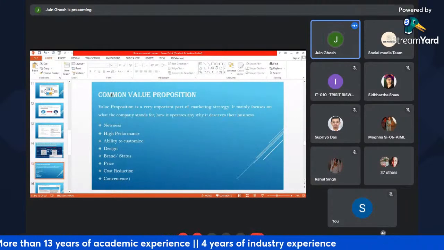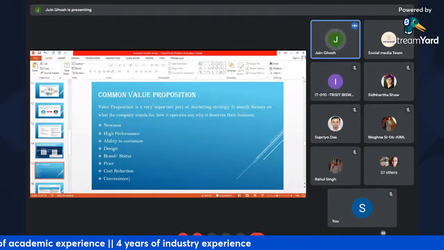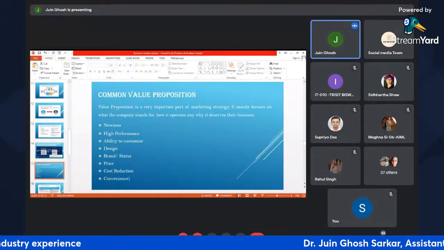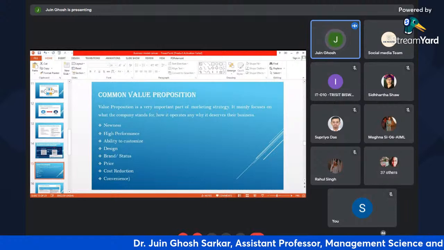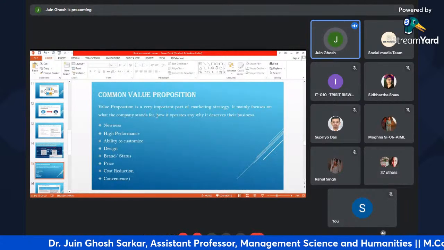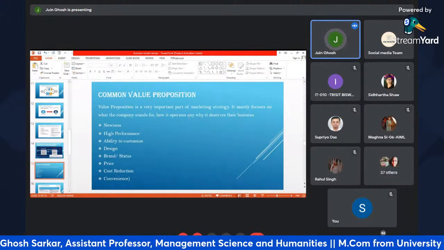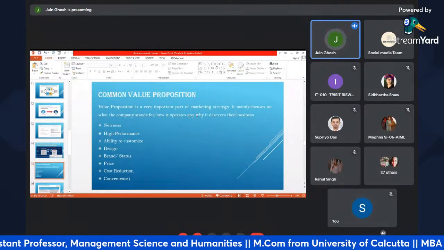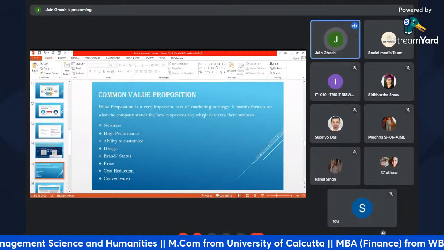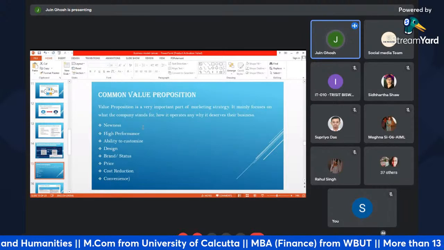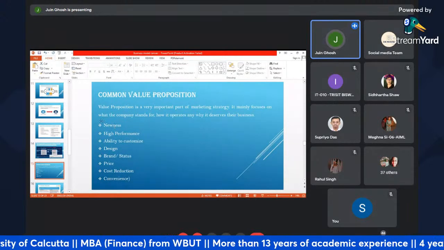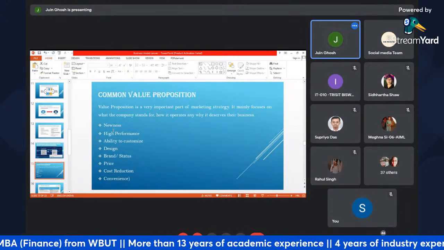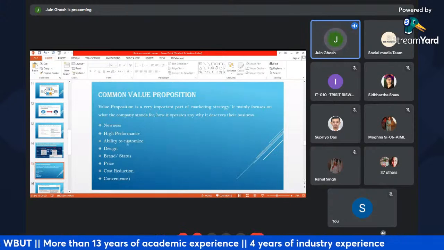Now, this is about the common value proposition. When we talk about value proposition, I've already discussed it, but again, value proposition is a very important part of marketing strategy. It mainly focuses on what the company stands for, how it operates, and why the customers should give it their business. So these are the basic common features: the newness, high performance, ability to customize.